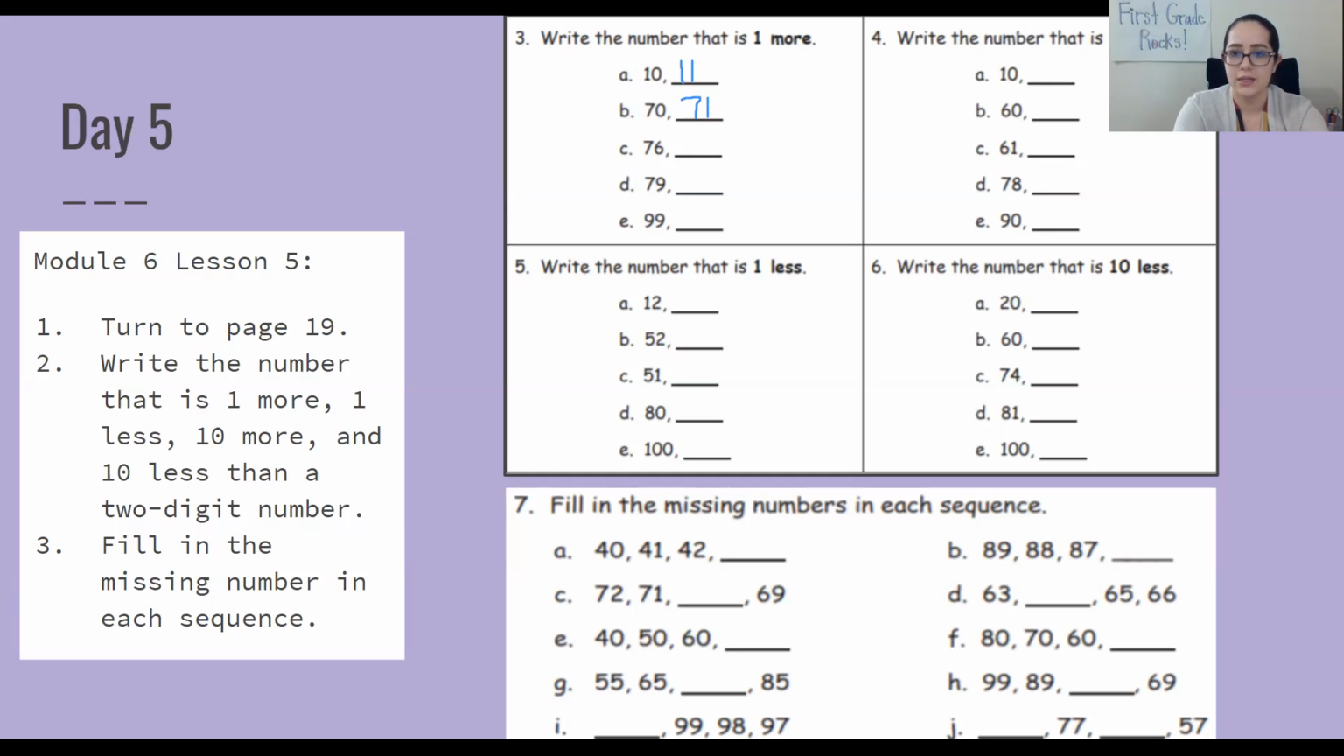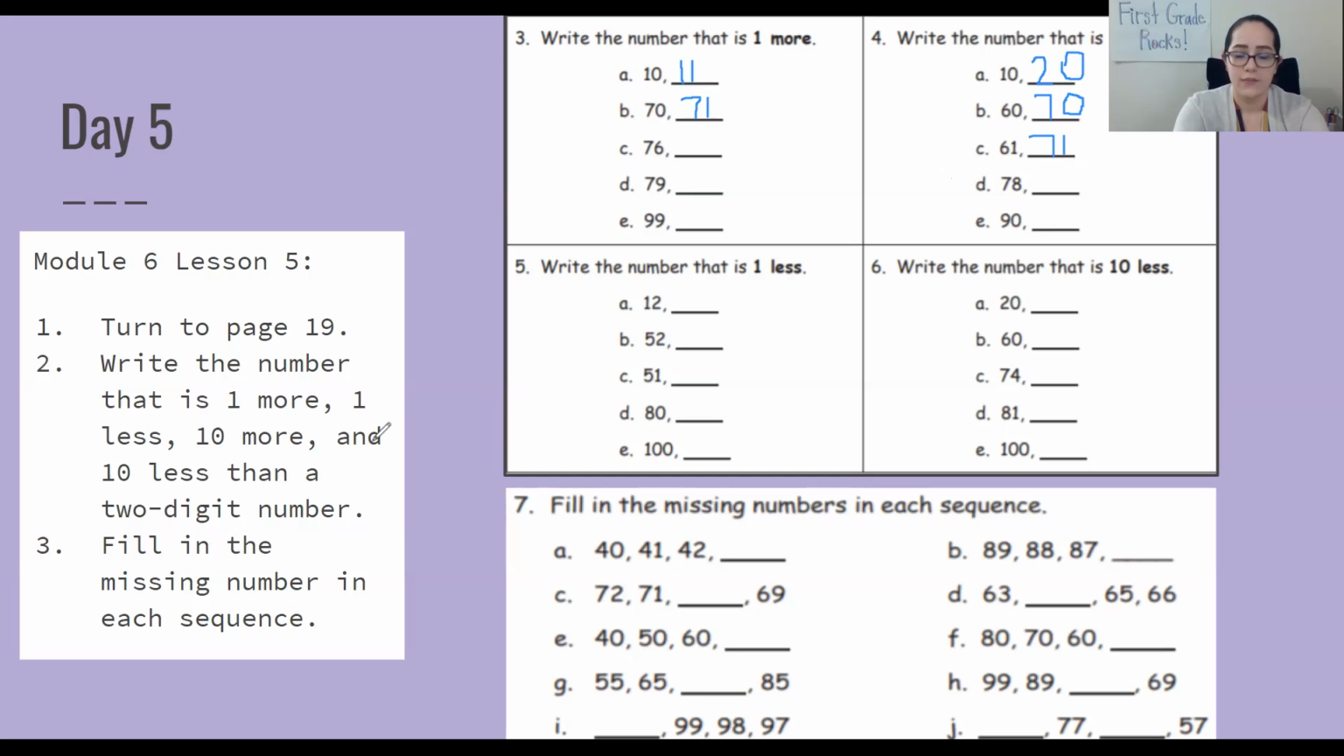Here you're going to write 10 more. So 10 and 10 more, I can count by 10, so 10, 20. For 61, 10 more, I'm just changing the tens place. So 6 plus 1 more 10 is 7. The ones place did not change, so 71. Do the same thing for 78 and 90.